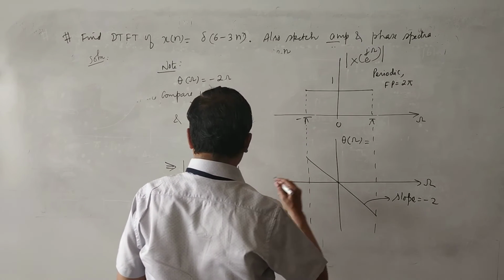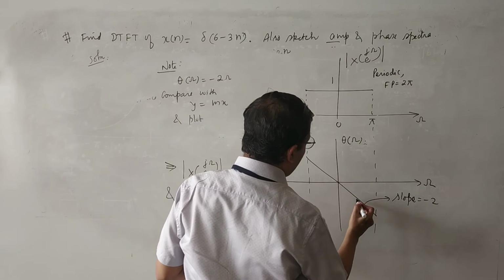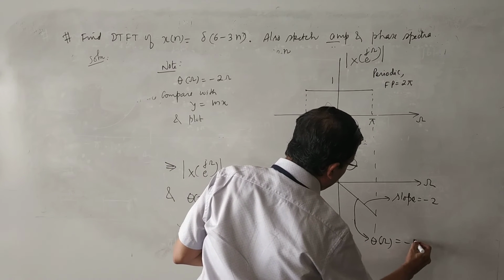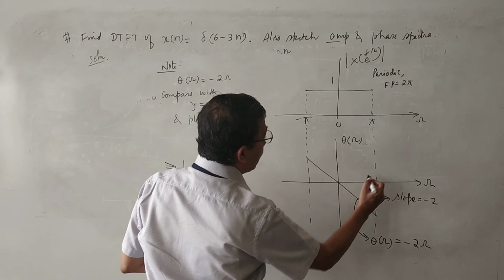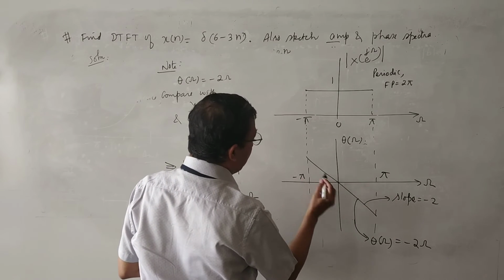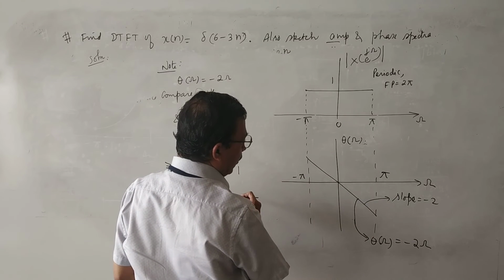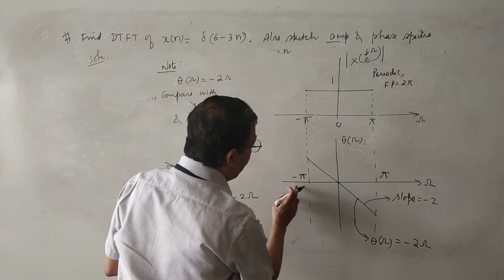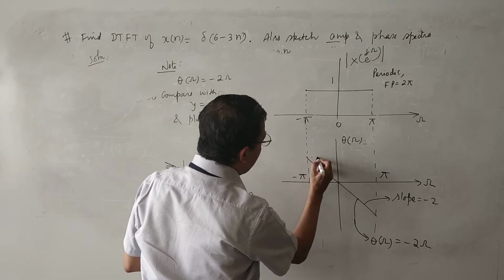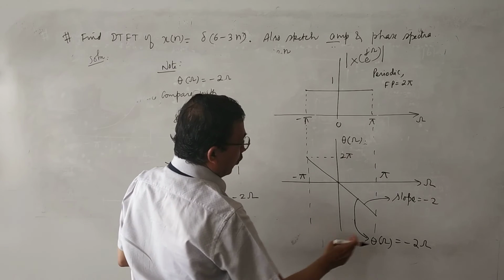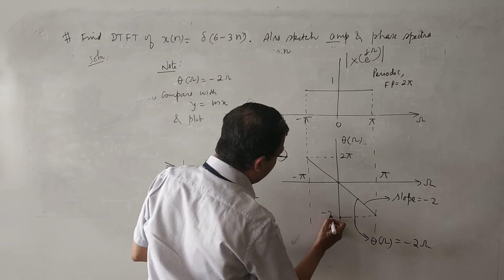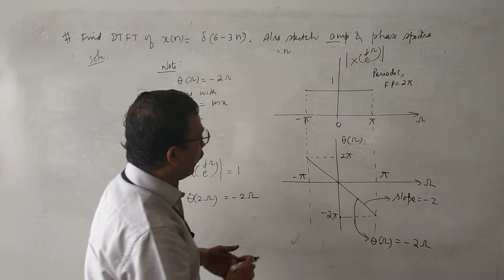Theta of omega, equation of the straight line is theta of omega is equal to minus 2 omega. This is pi, this is minus pi. When omega is minus pi, what do you get here? You get 2 pi. When omega is plus pi, what is this amplitude? Minus 2 pi. This is phase spectrum.